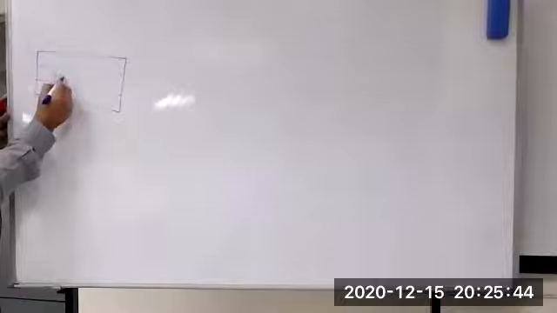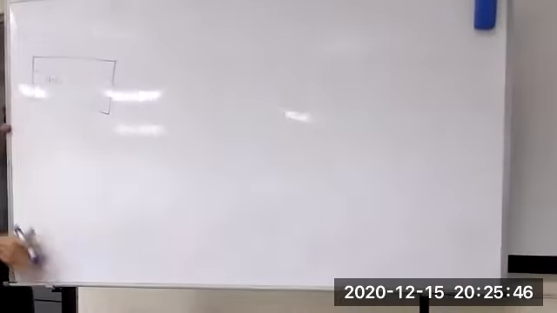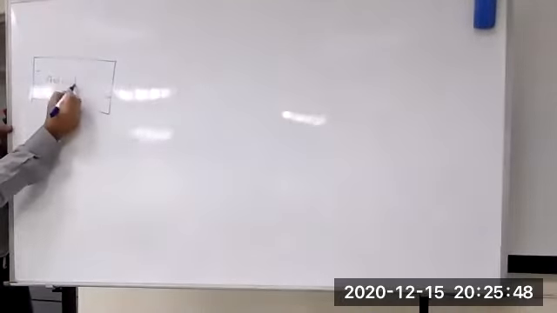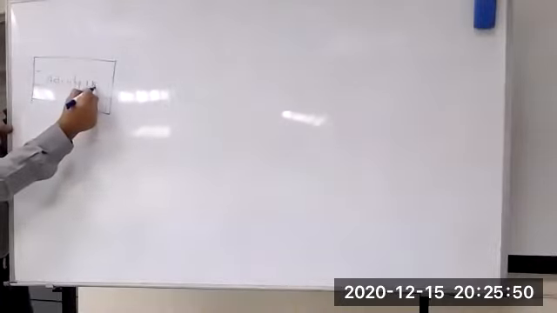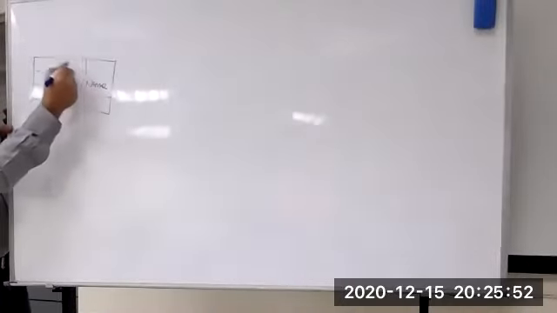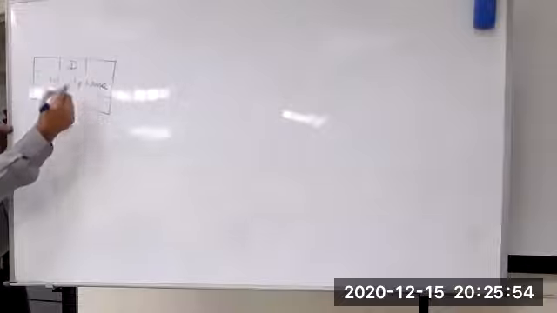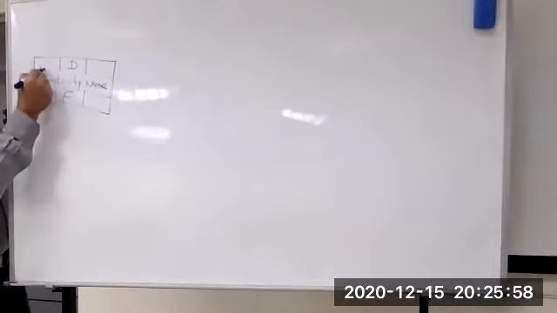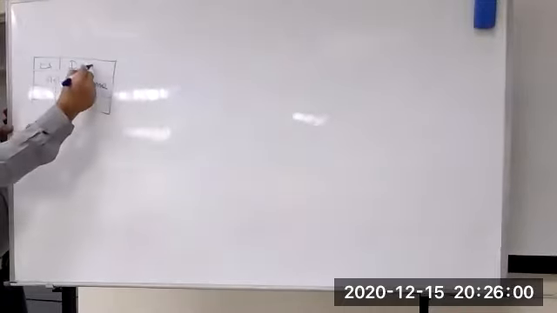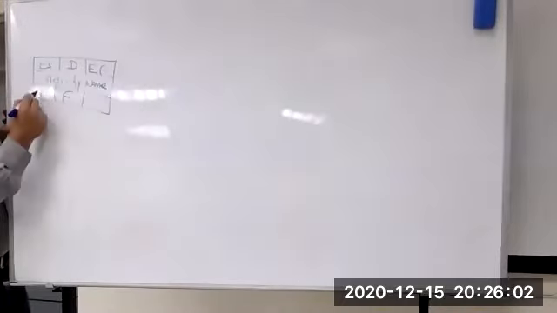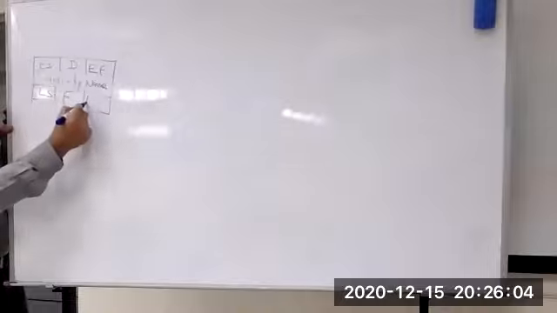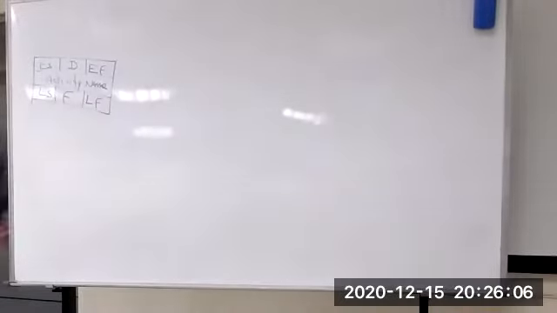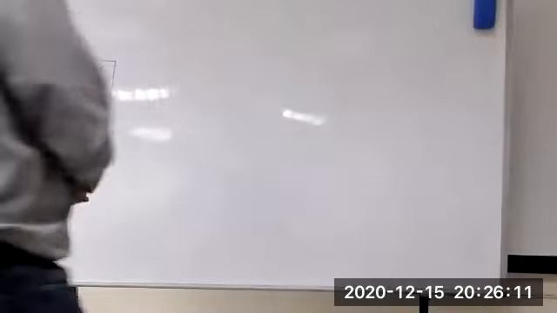Activity name, and duration, float. What about here? Early start, early finish, late start, late finish. Any activity in the network. Right? Let us have this beautiful network.